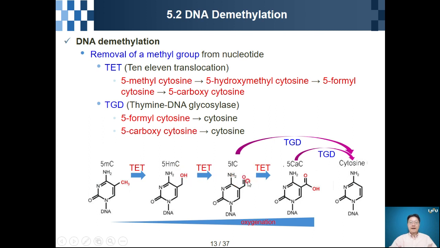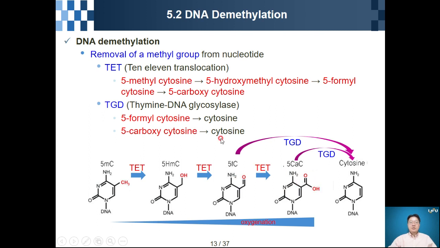So they will make 5-formyl cytosine. Finally, TET induces oxidation again, and finally they will make 5-carboxyl cytosine. After that, TDG is involved in the final step. TDG makes cytosine from 5-formyl cytosine or from 5-carboxyl cytosine. So they will remove this group or they will remove this group.